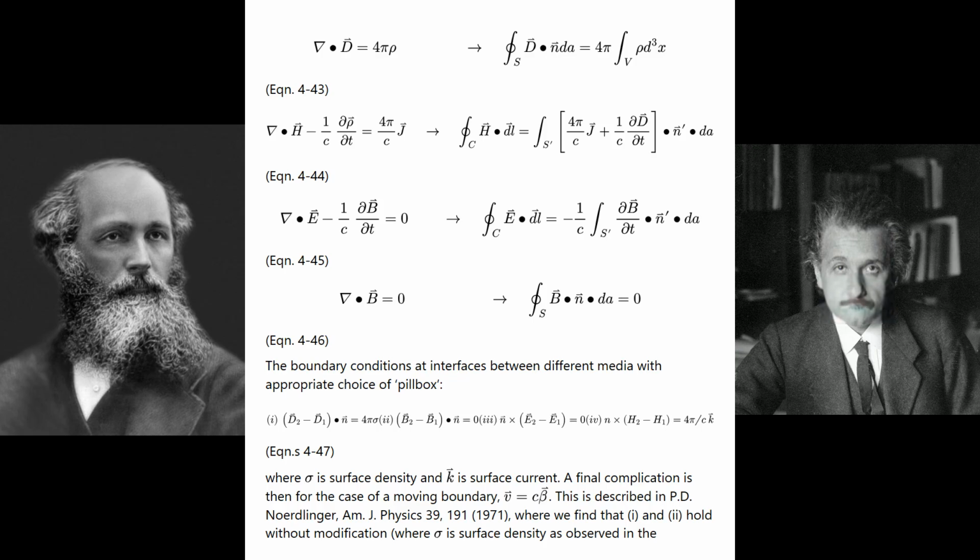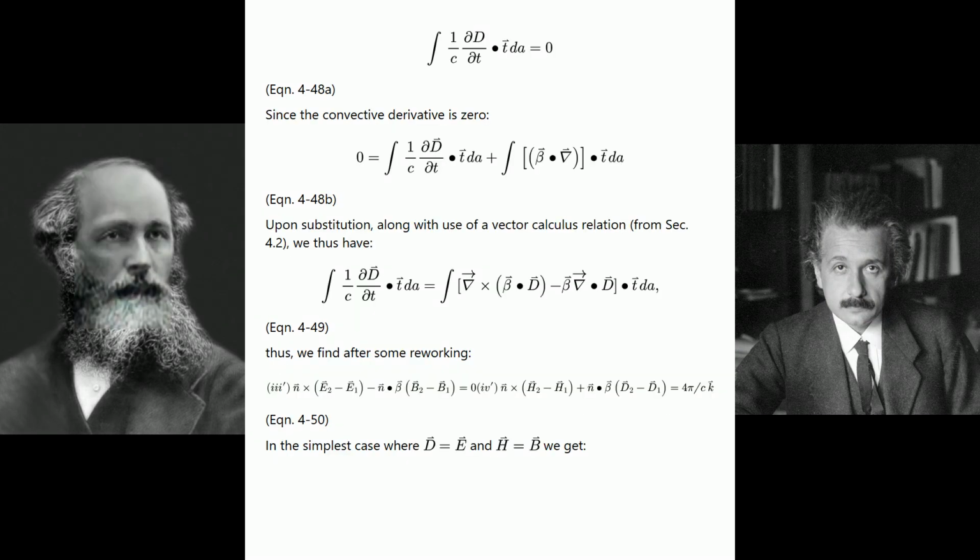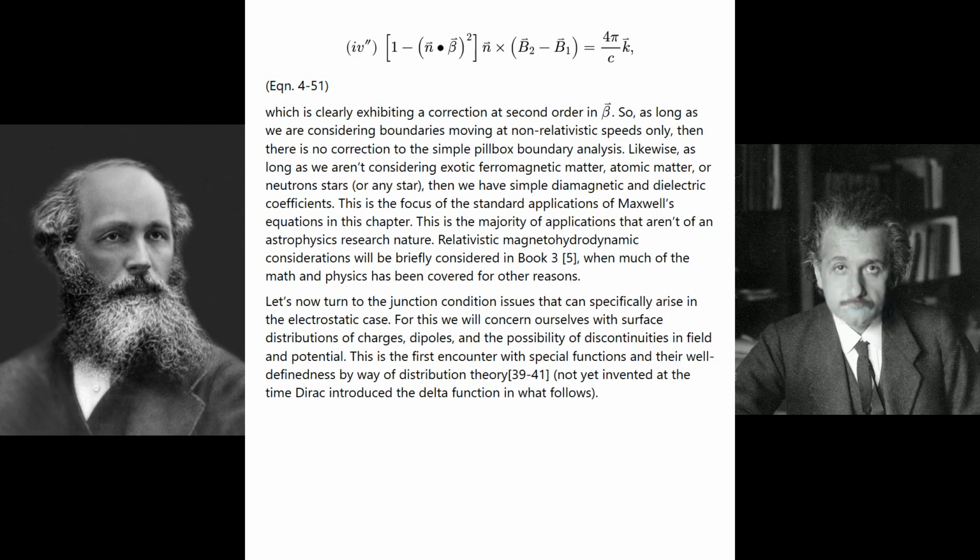So let's go to the comoving frame of the interface, where we have Equation 4-48a, since the convective derivative is 0. Equation 4-48b. Upon substitution, along with use of a vector calculus relation from section 4.2, we thus have equation 4-49. Thus, we find after some reworking, equation 4-50. In the simplest case where D equals E and H equals B, we get equation 4-51, which is clearly exhibiting a correction at second order in beta.